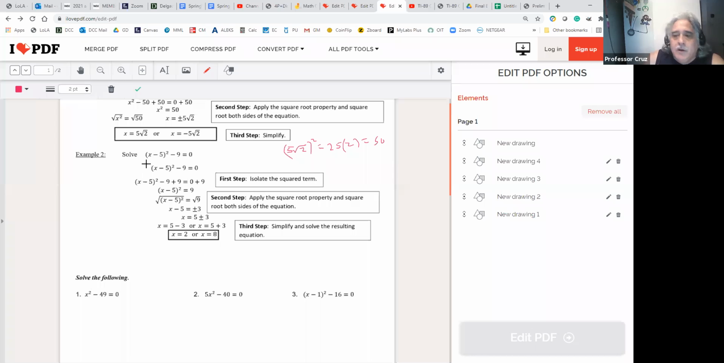Okay, this one. You don't want to keep anything over there except for the square, so you subtract 9, and that means you get a positive 9 over there. You take the square root of this, and it just comes out. When you take the square root of 9, you've got to throw in the plus or minus. The square root of 9 is 3. So we have two different solutions: x is equal to 5 plus 3 and 5 minus 3. 5 minus 3 is 2, and 5 plus 3 is 8. So there are the two solutions.